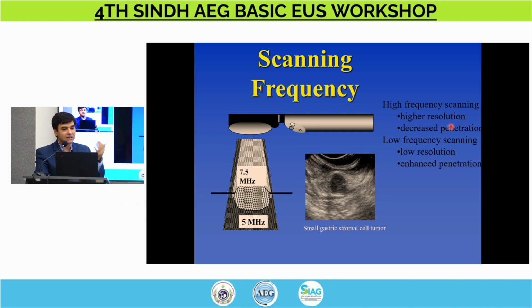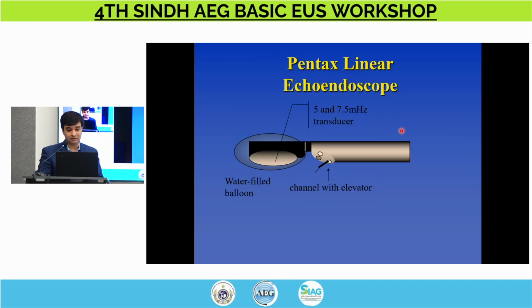So it's used for things like staging of cancers, evaluating the walls, telling exactly where a lesion is coming from, those type of things. On the other hand, low frequency scanning typically gives you lower resolution, so you're not seeing the fine detail that you would otherwise expect from high resolution imaging, but it allows you to see structures that are located further away from your transducer. So let's say you want to see a lymph node that's located 5 centimeters from where you are, the type of frequency you want to set it at is low frequency. So those are the two things that you typically want to understand here.